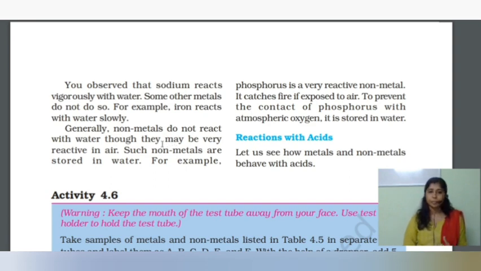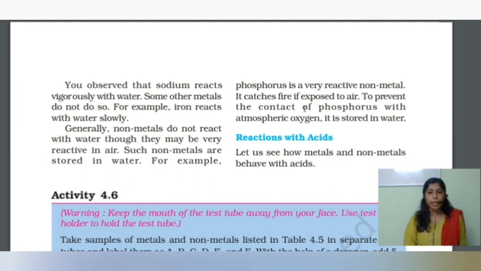What is meant by that? That means some non-metals do not react with water, but will react vigorously with air. That means we cannot store that type of non-metal in air. For example, phosphorus. Phosphorus is a very reactive non-metal. It catches fire if exposed to air. That means if we store phosphorus in air, it will catch fire. So we can't store phosphorus in air.